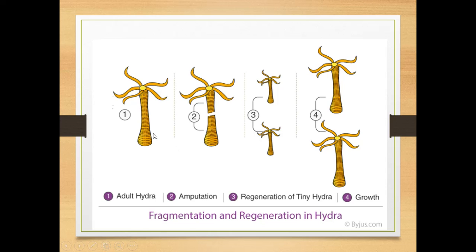So here you can see fragmentation and regeneration in Hydra. This is the adult Hydra where the amputation occurs. Amputation means fragmentation, or breaking the Hydra into 2 pieces. Here you can see the broken Hydra developed into a tiny Hydra. That is regeneration, and it developed into an adult Hydra. So Hydra can reproduce in 2 ways, by budding or by fragmentation and regeneration.